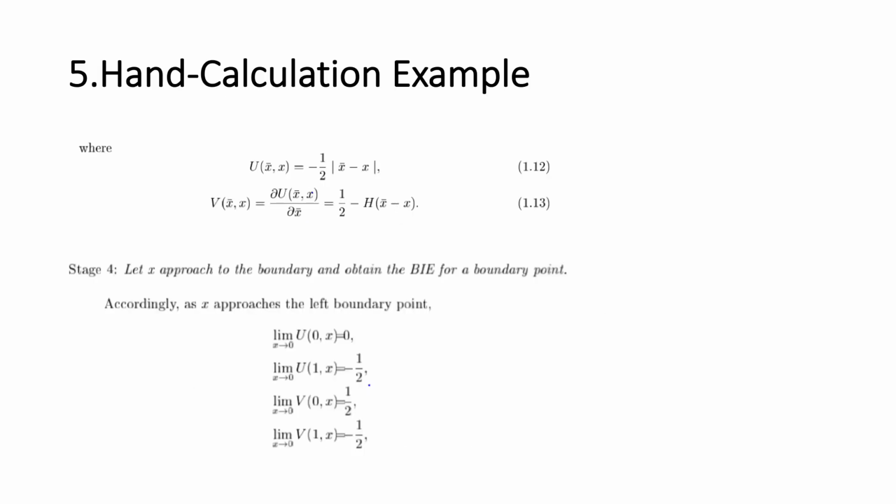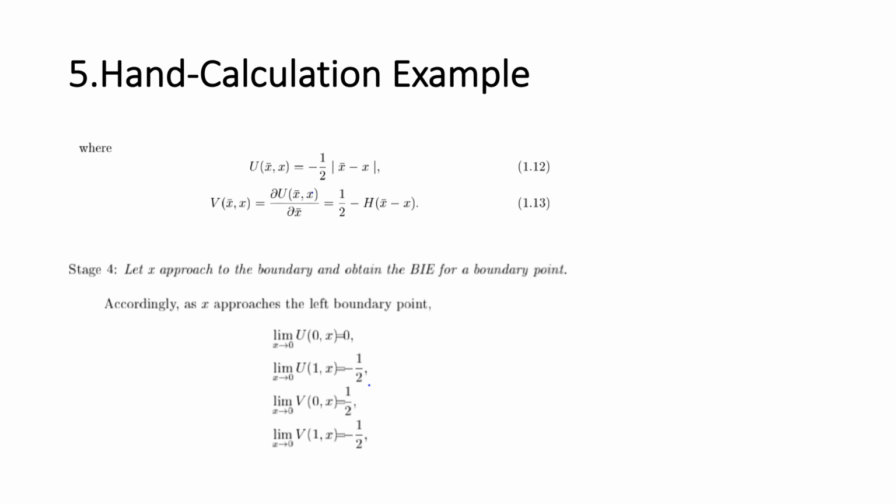Where u of x bar x is equal to negative 1 over 2 times the absolute value of x bar minus x, and v of x bar x is equal to the partial derivative of u of x bar x with respect to x bar, which is equal to 1 over 2 minus h times x bar minus x. Next, we will let our x approach the boundary and obtain the boundary integral equation for a boundary point.